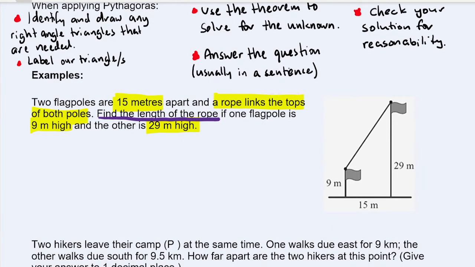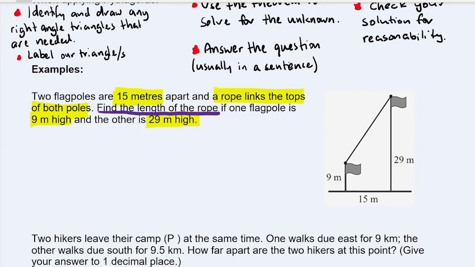So we've highlighted some bits and pieces out of that problem that we're going to need. So here's our diagram. We can see the flagpoles. You can see that there's a flagpole that's 9 meters high, and there's a flagpole that is 29 meters high. And then they are 15 meters apart. Now that 15 meters is the same at this point as well.